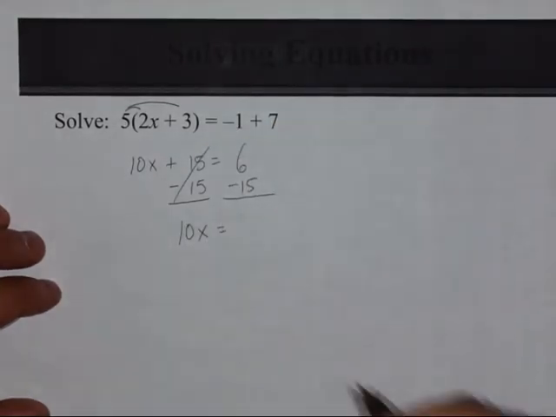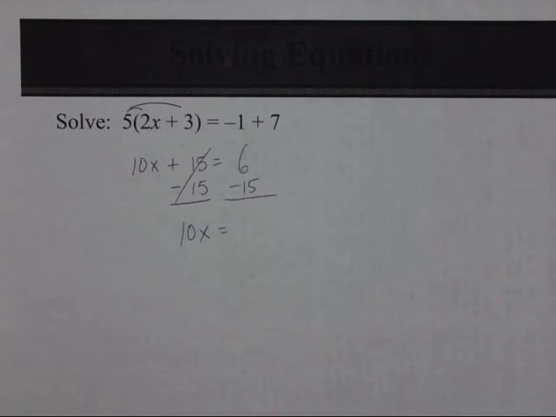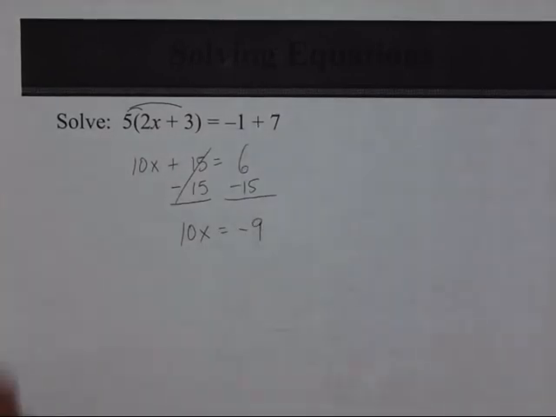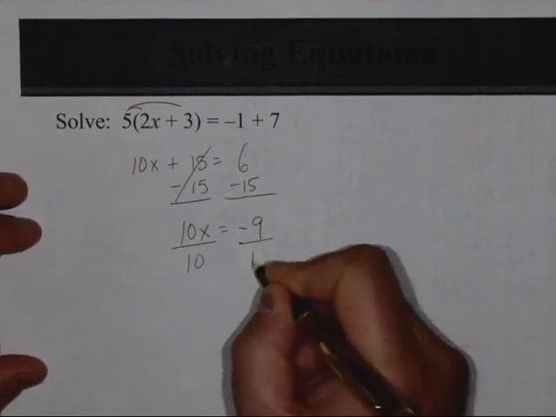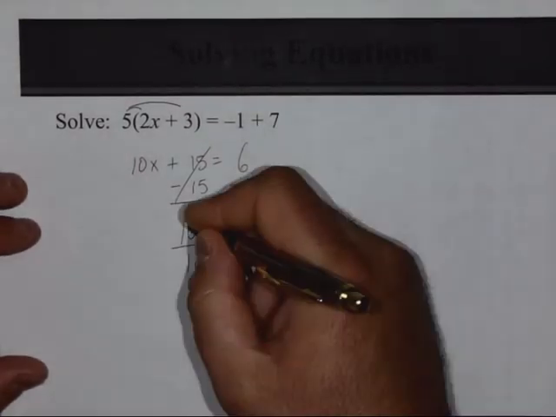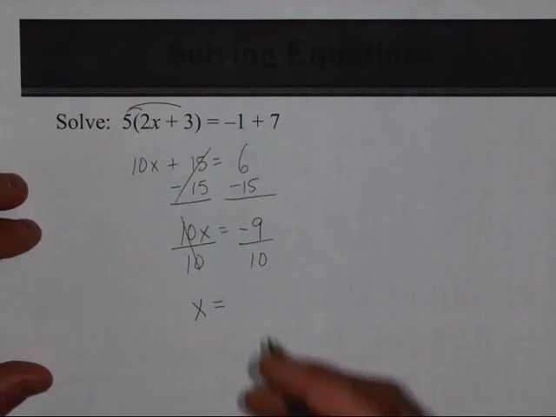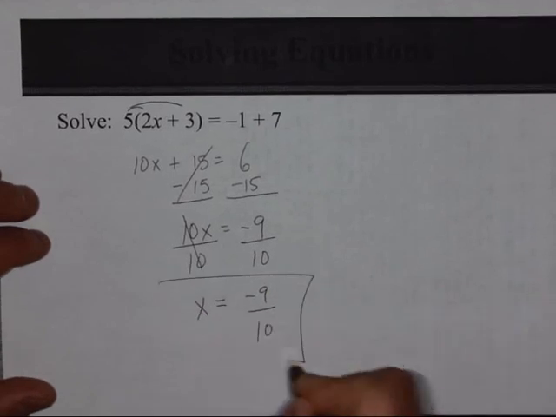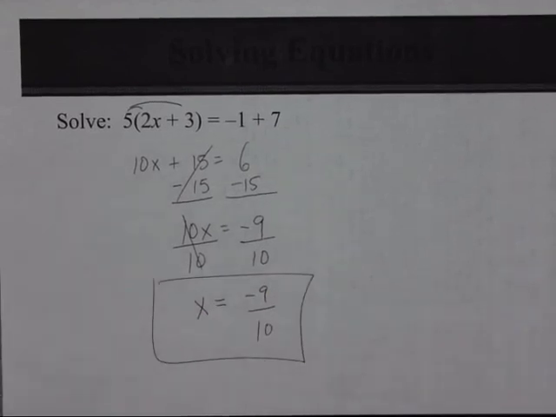So those cancel, gives me 10x. 6 minus 15, that's going to give us a negative 9. Then we can divide both sides by 10, since this is 10 times x. This gives me a 1x. And 10 is not going to divide into negative 9, so I would write that as a fraction. X equals negative 9/10.